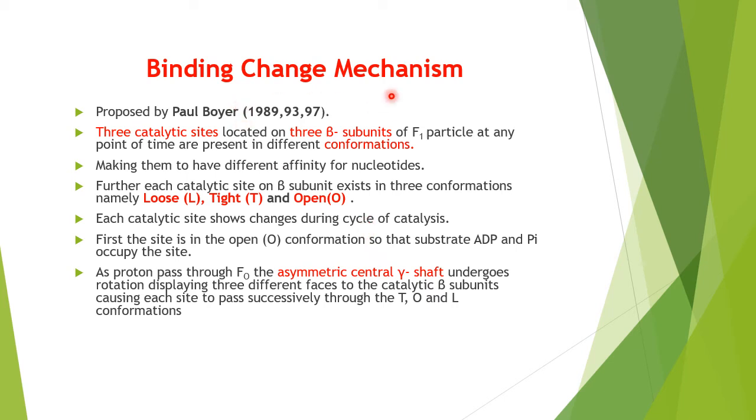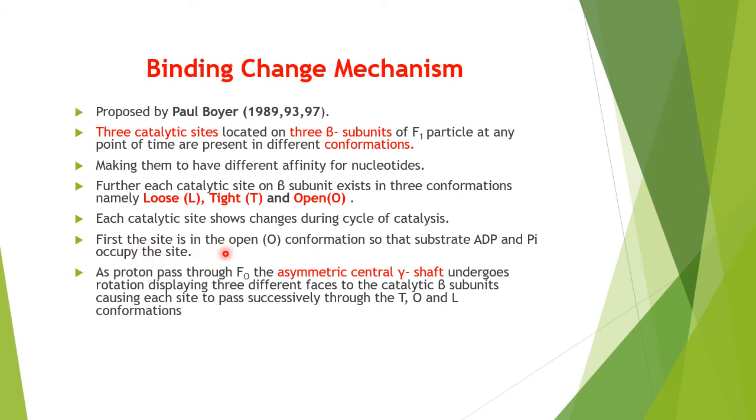According to the binding change mechanism, which was proposed by Paul Boyer in 1989, 93, 97, three catalytic sites located on the three beta subunits of the F1 particle at any point of time are present in different conformations. So we have these three catalytic sites, but they are present in different conformations, which gives them different affinity for nucleotides. What are these conformations? On the beta subunits, the three conformations can be loose, tight, and open. Each catalytic site shows change during the cycle of catalysis.